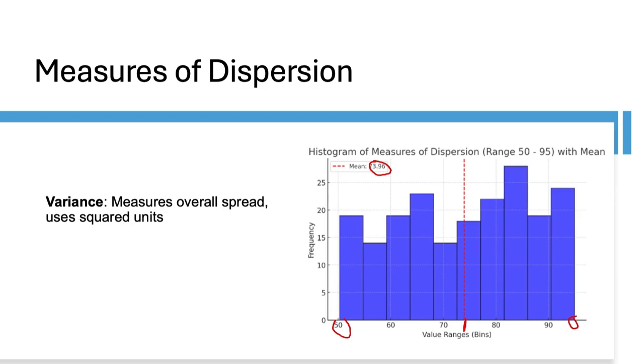Variance measures the average squared deviation from the mean, and because the values are consistently distant from the mean on both sides, it increases the variance. The fact that several bins near the edges, like 50 to 60 here, and 85 to 95, have solid frequencies means that many values are far from the mean, which boosts the variance.